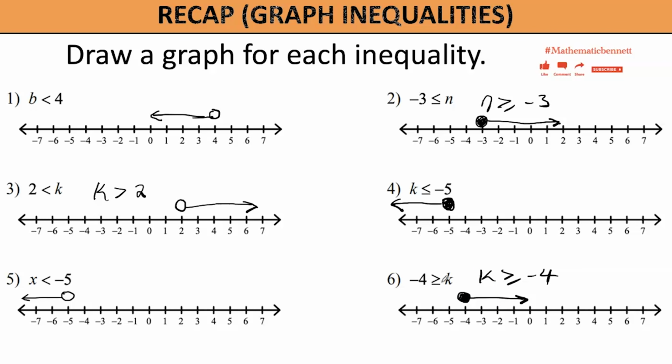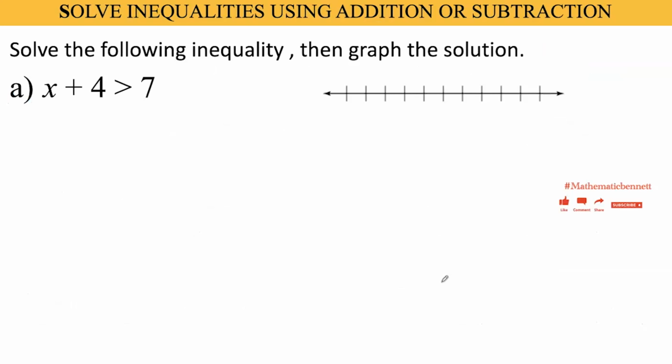So that was our recap. Solve the inequality. So we have x plus 4 is greater than 7. To isolate the variable, all we need to do is eliminate this plus 4. So we have to write the opposite. We have to subtract 4 from both sides. Subtracting 4 from both sides, we see that x is greater than 3.